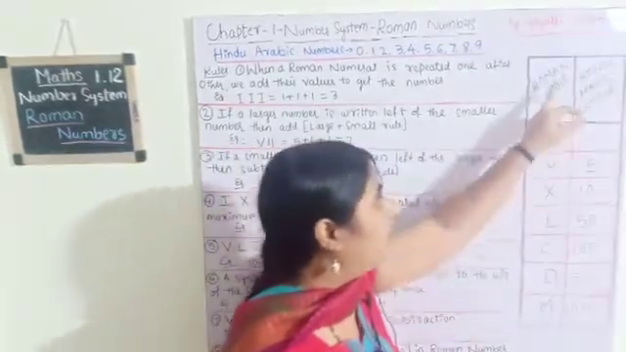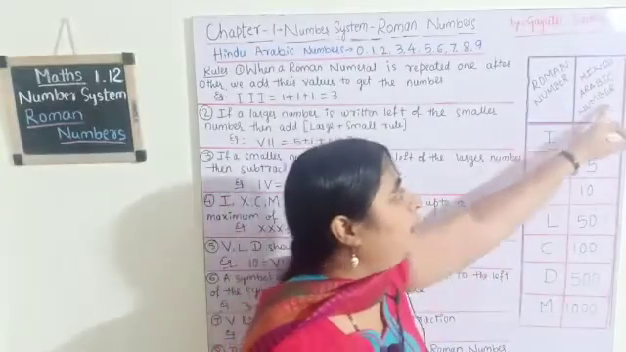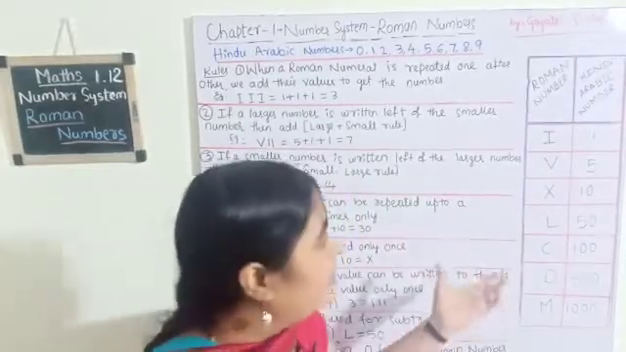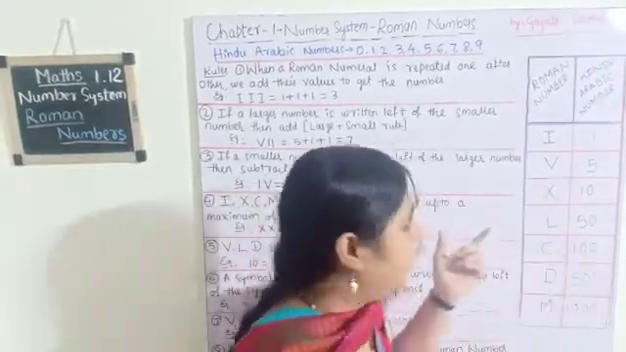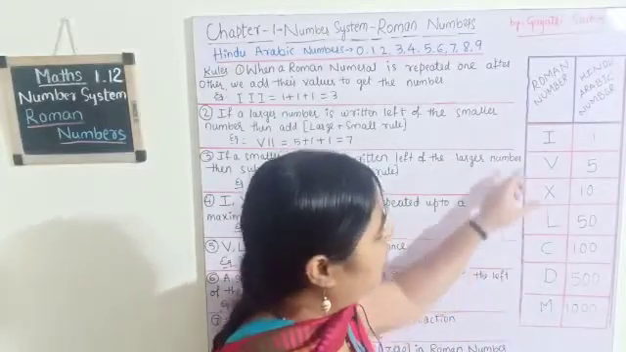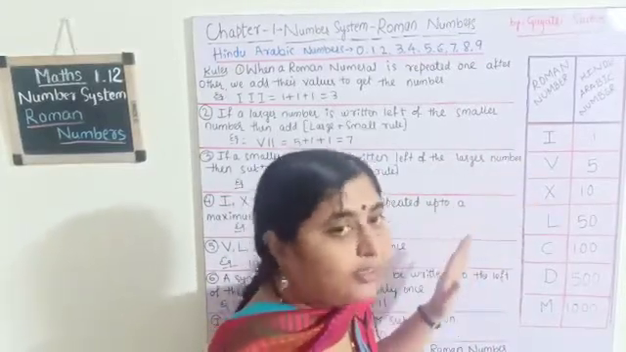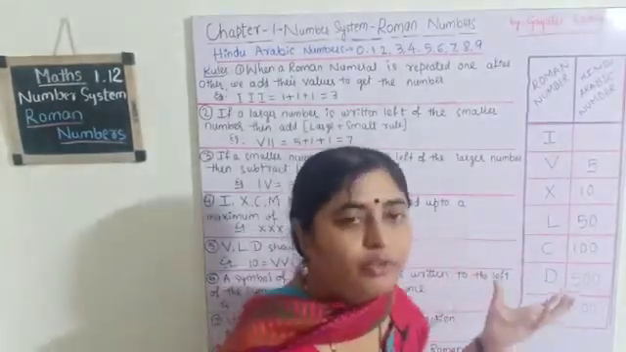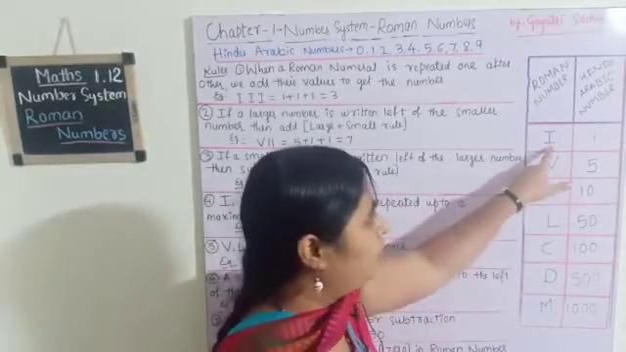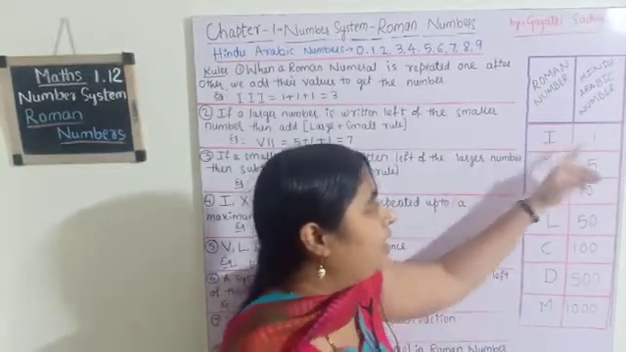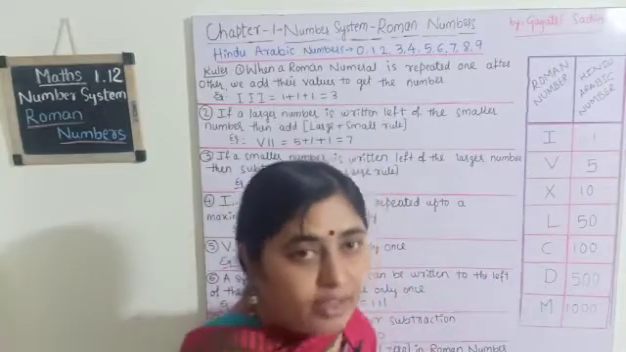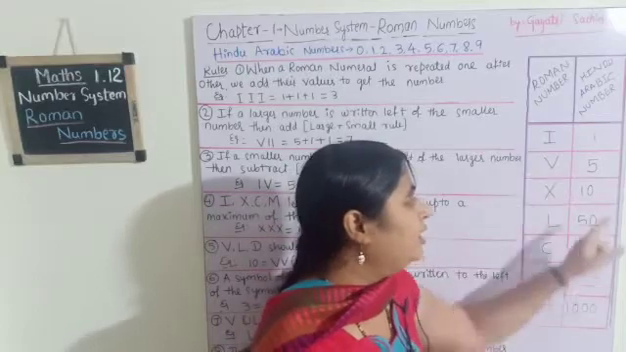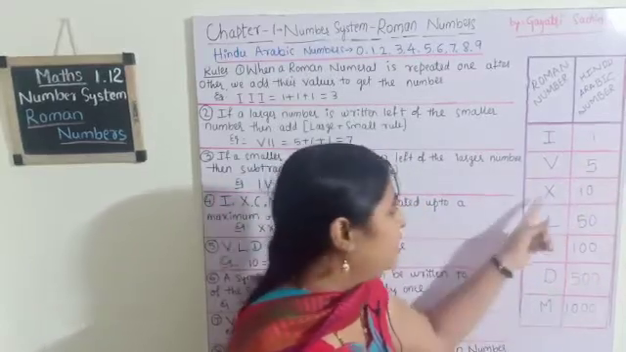These are the Roman numbers and these are the Hindu Arabic numbers. I have made a chart here to understand how we recognize and call them. These are the Roman numbers and we write them in English capital letters like this. And what are the values of those? Let's start studying. What is this? This is I. I stands for 1. What is the value of I? 1. This is V. What is the value of V? This is 5.